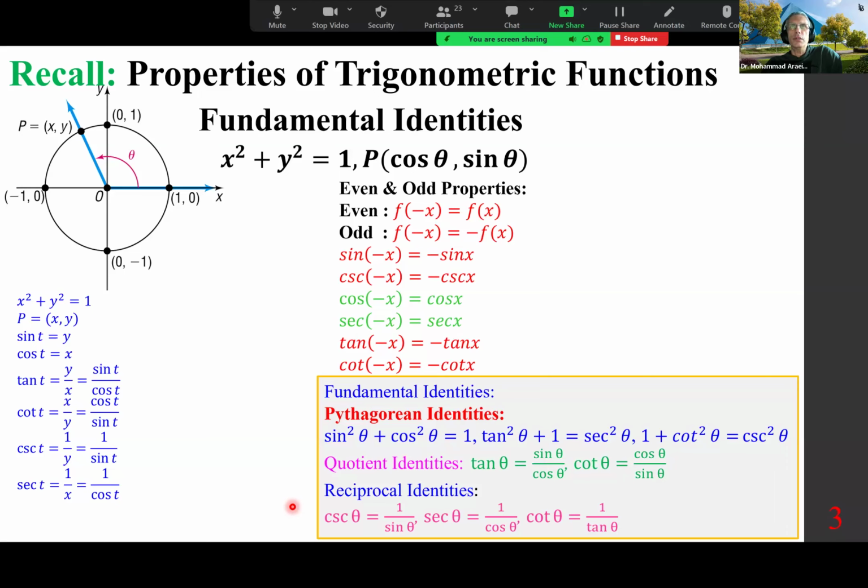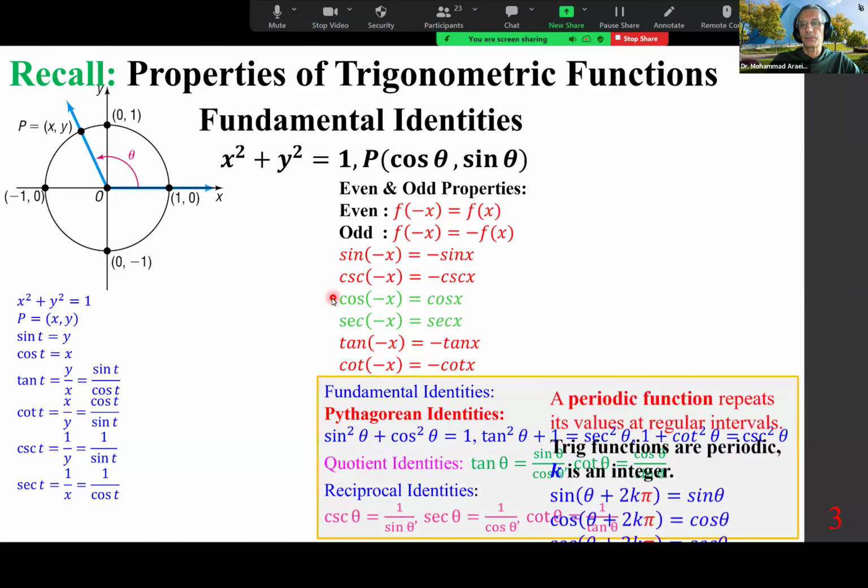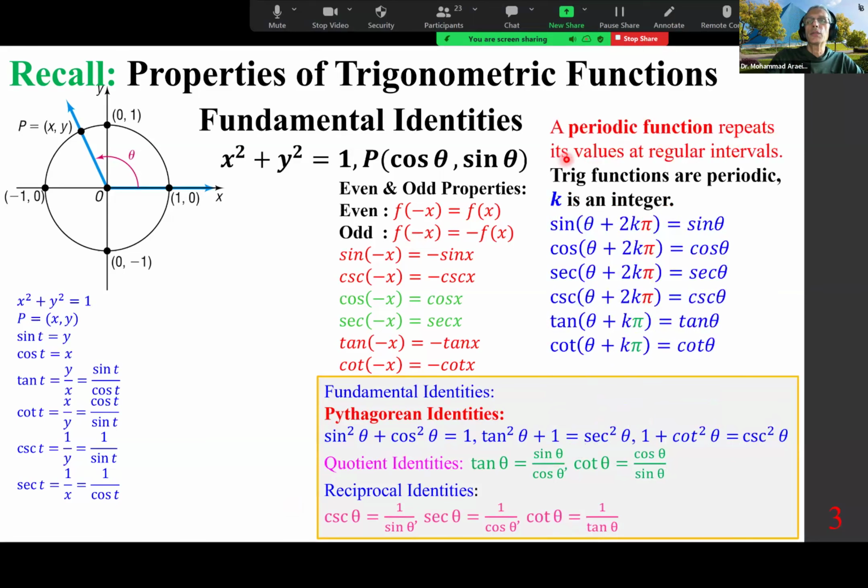Even and odd properties. Even means f of minus x is f of x. Odd means f of minus x is minus f of x. As it was mentioned before, all trigonometric functions are odd except cosine and therefore secant. A periodic function repeats its values at regular intervals, and trigonometric functions are all periodic. K as an integer, 2 pi is the period for all of them except tangent, which is pi, and with that goes cotangent.